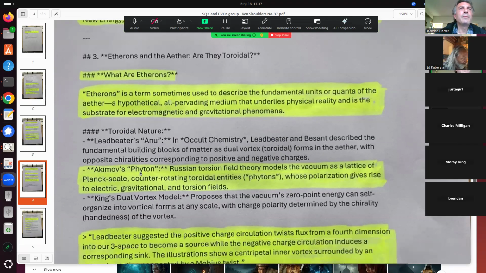Akimov's phyton. Russian torsion field theory models the vacuum as a lattice of Planck scale counter-rotating toroidal entities, phytons, whose polarization gives rise to electric, gravitational, and torsion fields. King's dual vortex model proposes that the vacuum's zero-point energy can self-organize into vortical forms at any scale without charge, polarity determined by the chirality, or handedness, of the vortex.